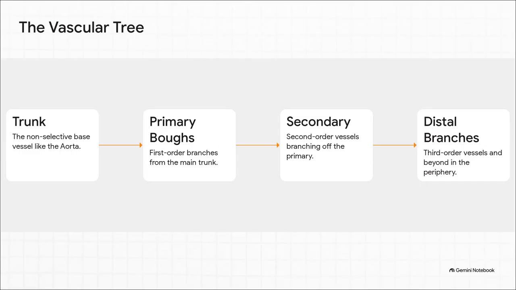Okay, let's dive into this and look at the actual architecture of this vascular tree, exactly as defined by the guidelines. Step 1 is the trunk. That's your non-selective base vessel. Think of the mighty aorta. From there, step 2 brings us to the primary boughs, or what we formally call first-order branches. These are the major vessels arising directly from that main root trunk. Moving deeper into the structure, step 3 covers the secondary branches, or second-order vessels, which branch directly off those first-order arteries. And finally, reaching the outer edges, step 4 includes the distal branches. These are third-order vessels and beyond, branching further and further out into the periphery of the body.